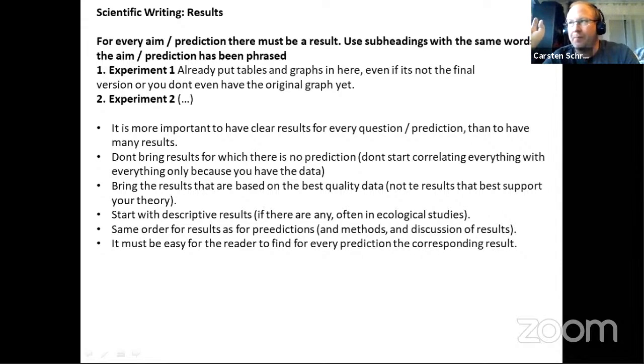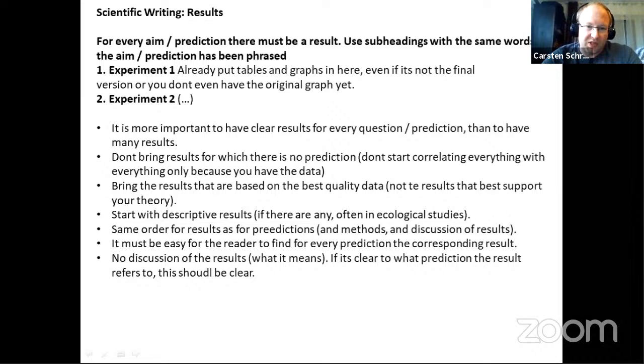So if in the introduction you have an aim or prediction, for example, you predict, I don't know, yellow European pond turtles have a higher paternity than less yellow ones, the reader should easily find the results for this prediction in the results section without having to read everything and search for it. Depending on your results, when they are very short, this can be simply by the order of the results. If your results section is longer, if it's a bigger study, then using subheadings can be very good to lead the reader to the specific results.